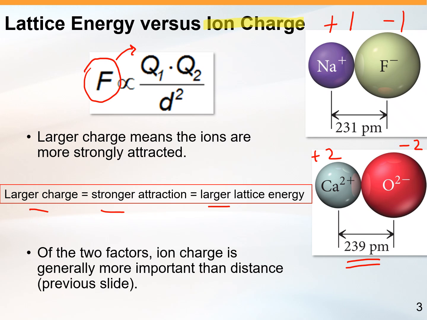And of the two factors, ion charge and distance, the more important one is ion charge. So that's the first thing you're going to look at, ion charge. And then if you don't see a difference between species, you're going to look at size.